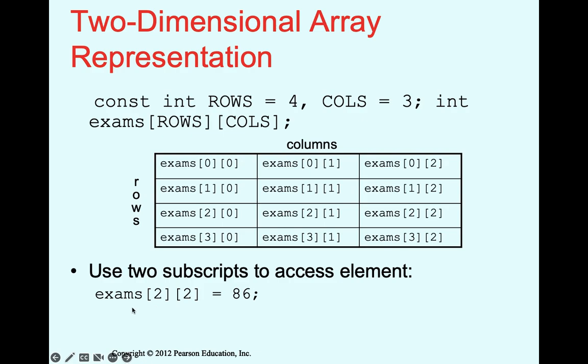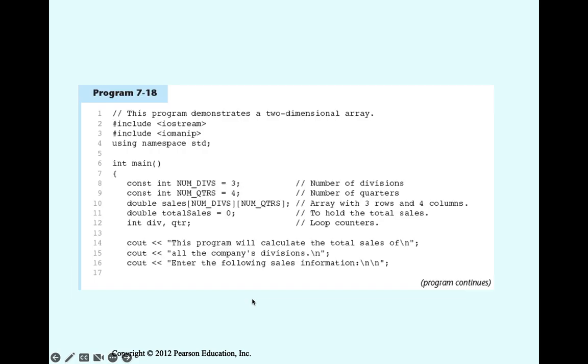And we can access them using exam[2][2]. This means row 2, column 2. We want to change this value to 86.